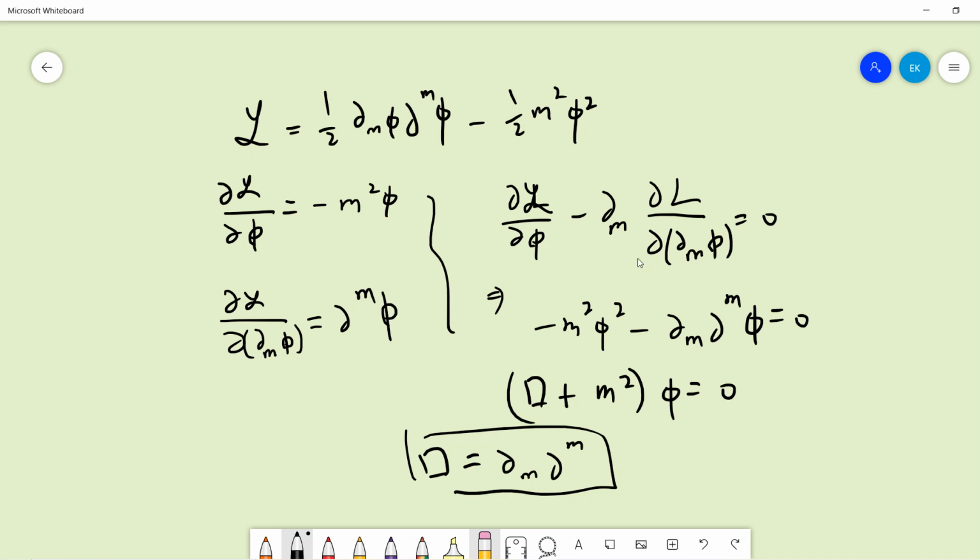So if you plug into the Euler-Lagrange equation, then you get minus m² φ minus ∂_μ ∂^μ φ equals 0. And let's call this a box, so this is the box plus m² φ. This box is called the d'Alembertian, right? So from this simplest Klein-Gordon example, we already showed that this Lagrangian indeed gives you the correct equation. Okay, I'll see you guys in the next videos.